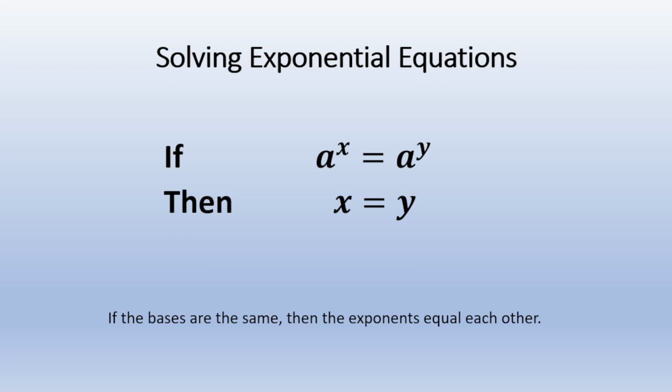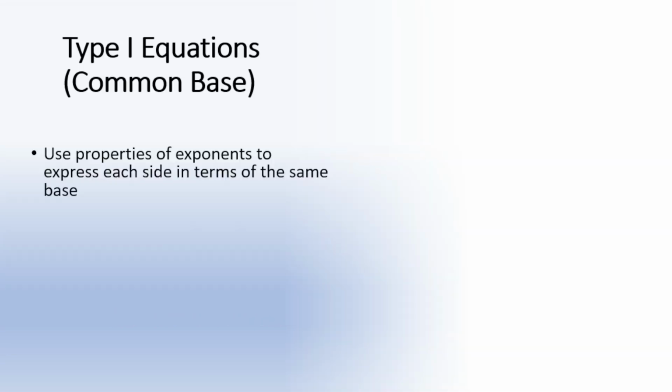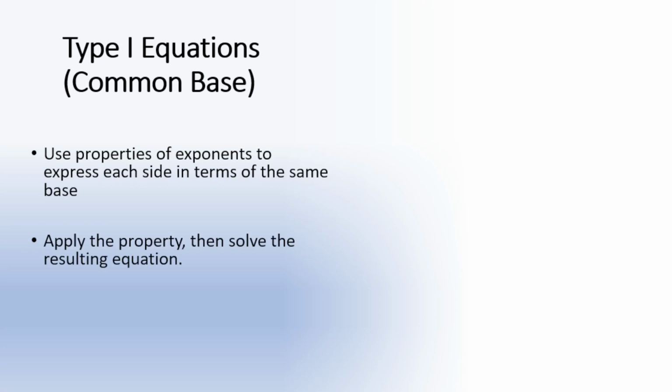This particular property will come into play when we're solving type 1 exponential equations. What exactly are type 1 equations? Well, these are equations that involve a common base. And so the objective here is to use the properties of exponents to express each side of the equation in terms of the same base. We apply the property and then after we apply the property, we solve the resulting equation. So let's get into some examples.